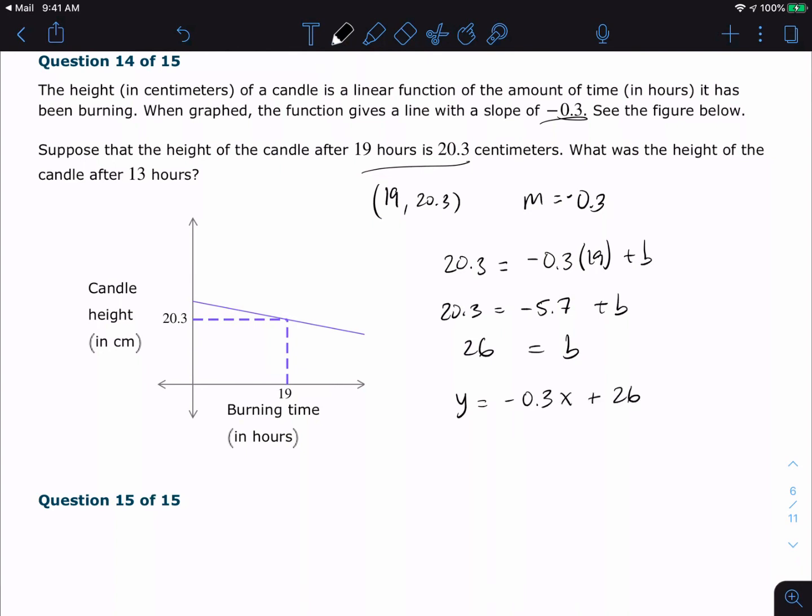And so they want to know what the height is at 13 hours. So what I'm going to do is put 13 in for x and see what we get. I get y is 22.1 centimeters. And this should make sense, actually. It should be taller, because if that's 19 hours that it was burning, that means the candle's getting smaller. So at 13 hours, it should have been taller because it didn't burn down. So that's my answer to this problem.